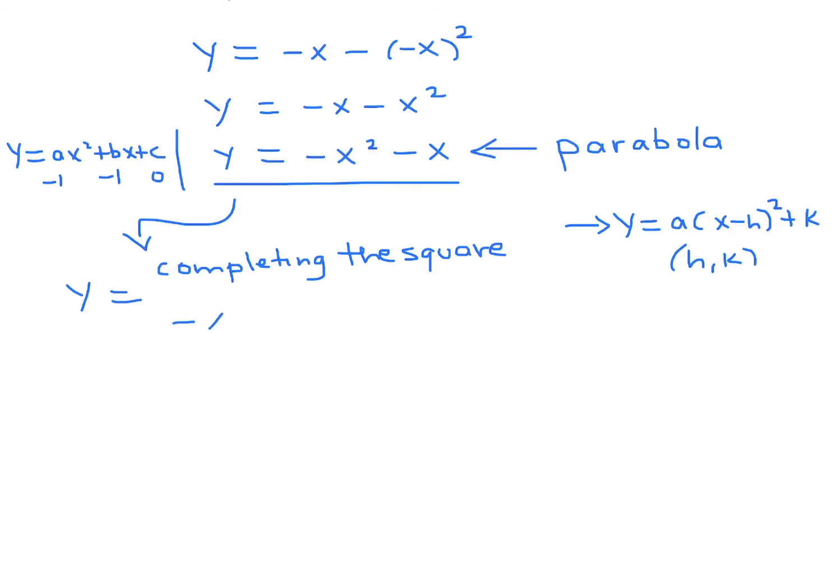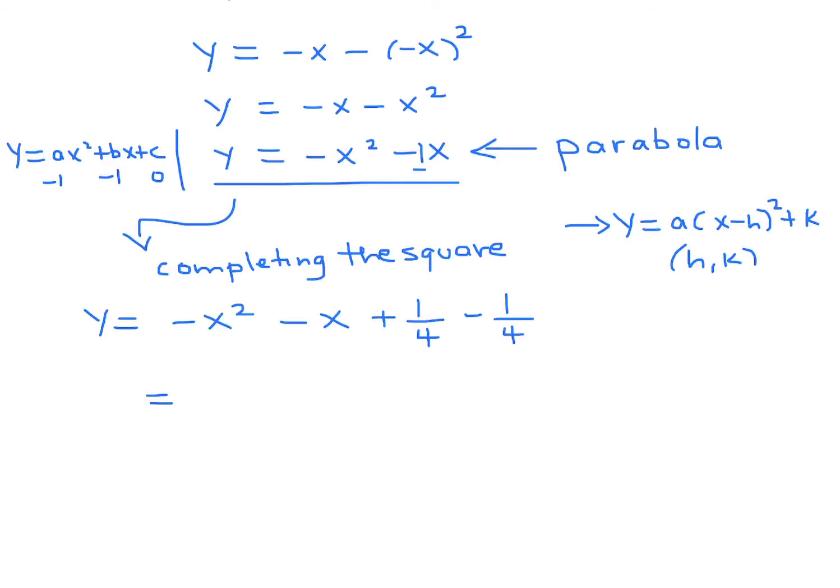So it would be -x squared minus x, and then what you do is you take the coefficient here, which in this case is 1, and you take half of it and square it. So half of this coefficient is a half, right? Half of 1 is a half, and then you square that, and that gives you 1/4. And then of course you have to subtract 1/4 because you can't just add something. So this allows you to factor.